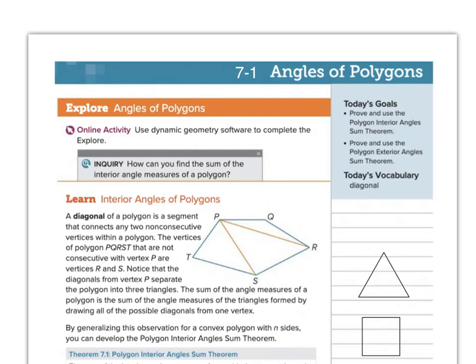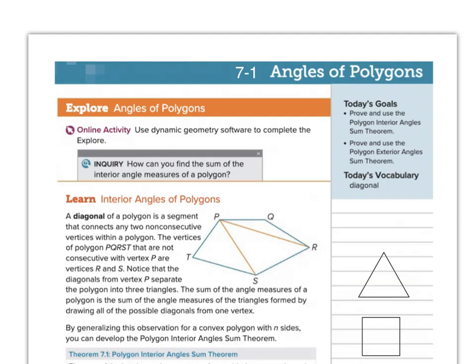So as we continue in geometry, we're moving into Module 7, which is going to be our quadrilaterals. And to begin that, we're going to talk about the angles of polygons. We want to be able to prove and use the polygon interior angle sum theorem, and then prove and use the polygon exterior angle sum theorem.